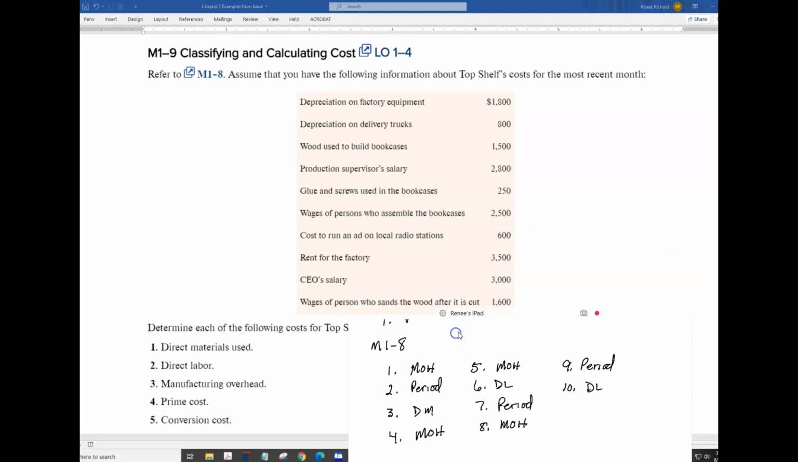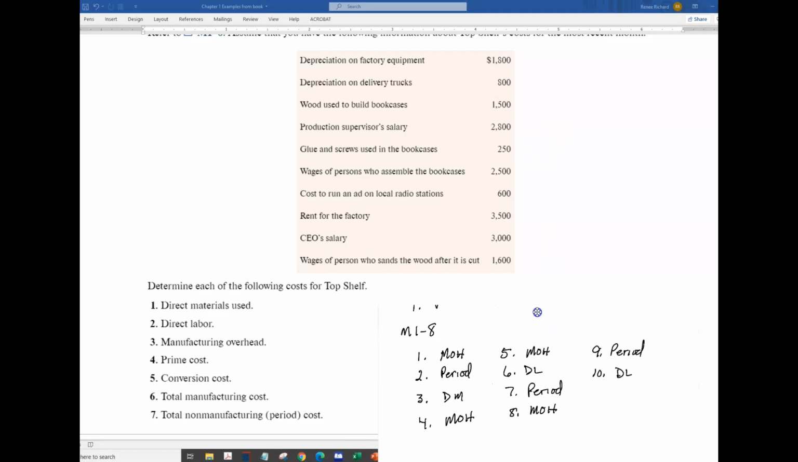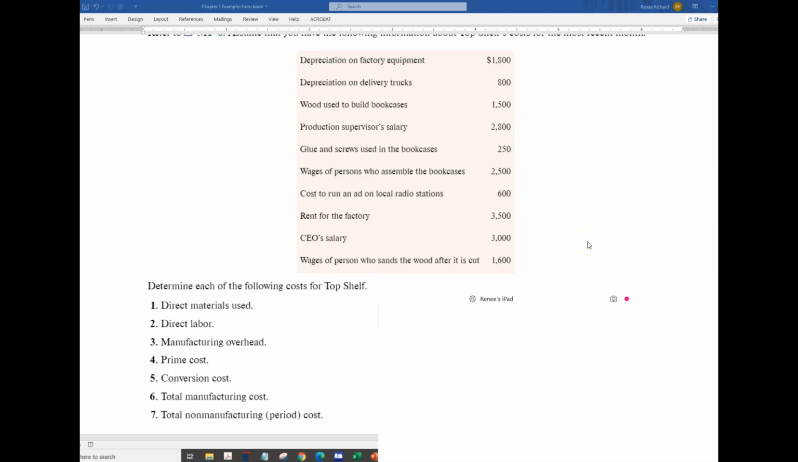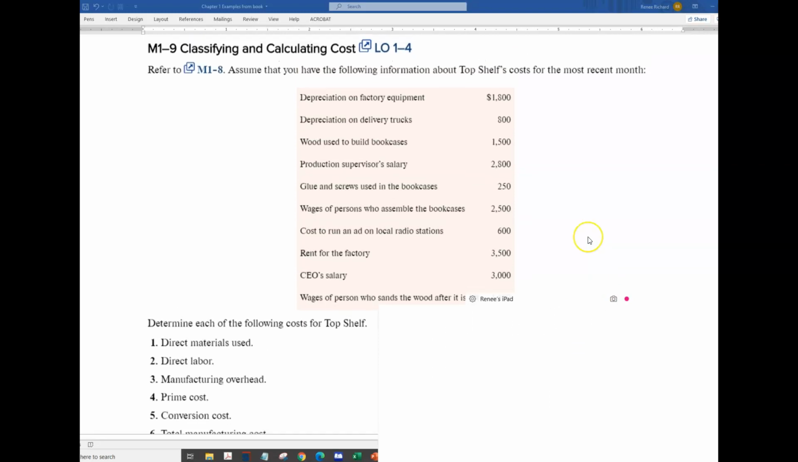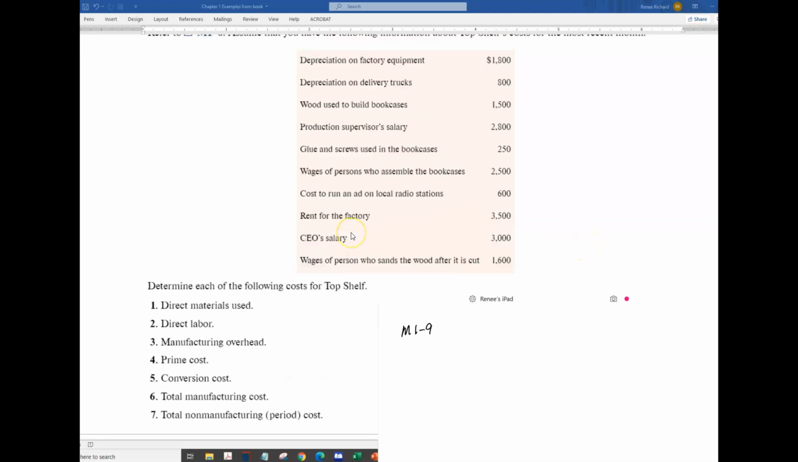Let's take this stuff. It's the same information we just had, except we have numbers. So we're given all these numbers and we're asked to determine each of the following costs for top shelf. Direct materials used. So we can look at this list and figure out which ones are direct materials.